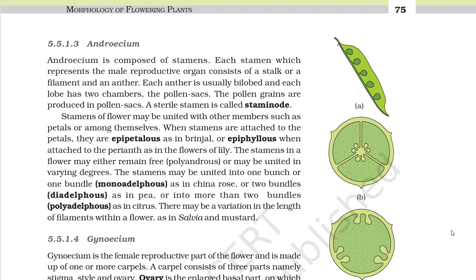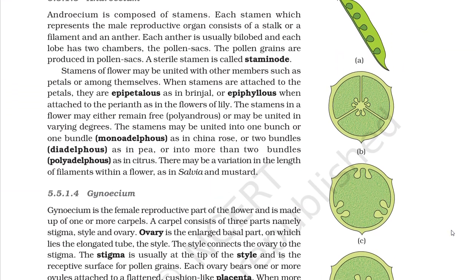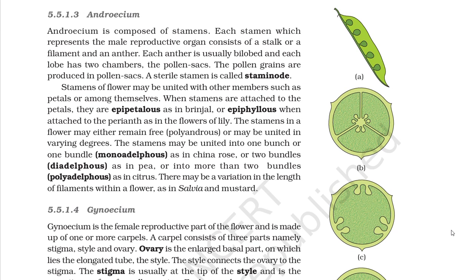Androecium. Androecium is composed of stamens. Each stamen, which represents the male reproductive organ, consists of a stalk or a filament and an anther. Each anther is usually bilobed, and each lobe has 2 chambers, the pollen sacs. The pollen grains are produced in pollen sacs.